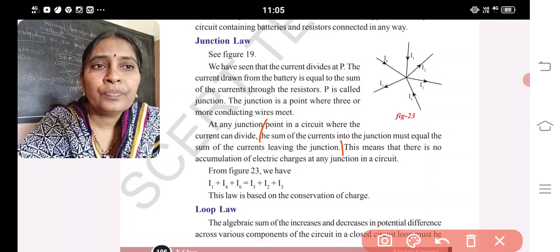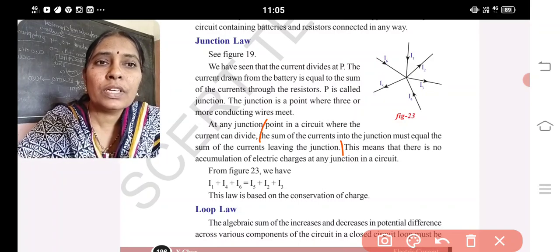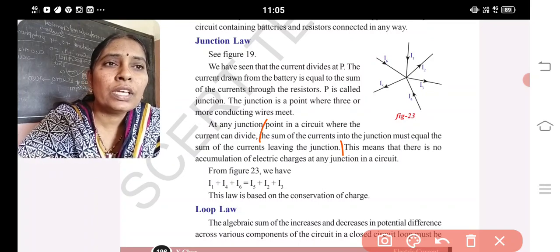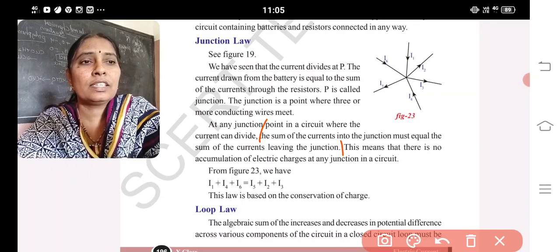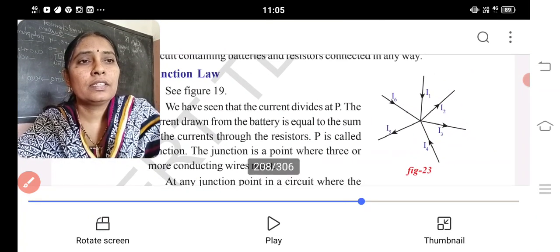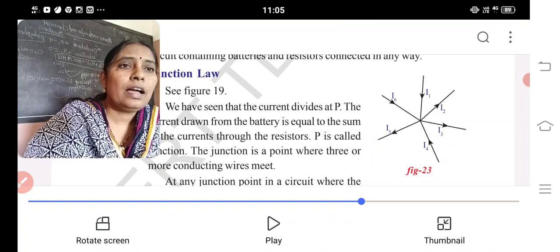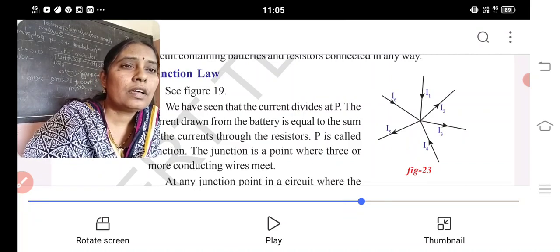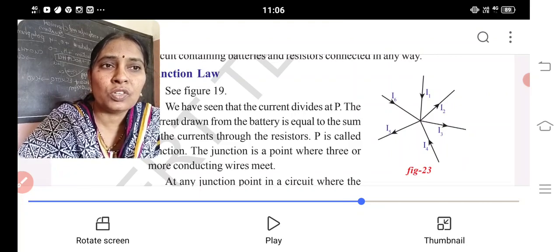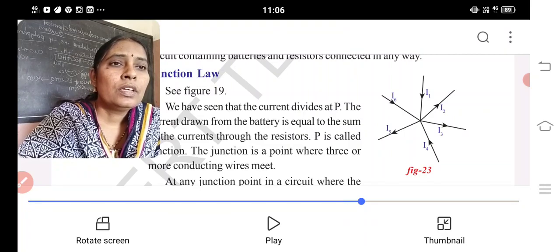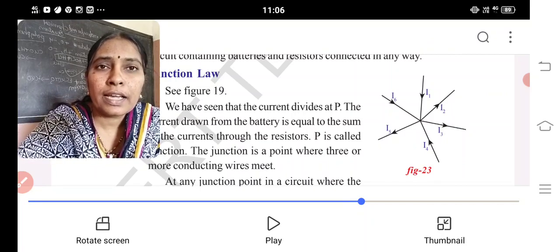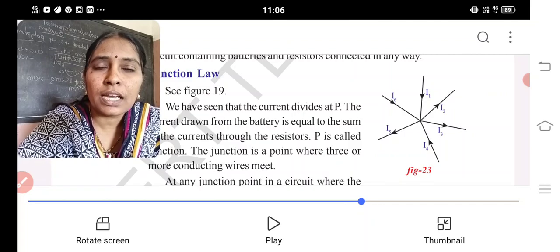The sum of current into the junction is equal to the sum of the current leaving the junction. How will you know which current is coming into the junction and which is going out of the junction? You see the arrow marks. I'll stretch the figure so you can understand. See this. I6, I1 and I4, the arrow mark is inwards. This shows that current is entering the junction. And I2, I5, I3, if you see the arrow mark on those lines, it indicates they are towards the outside. This shows that current is leaving the junction.